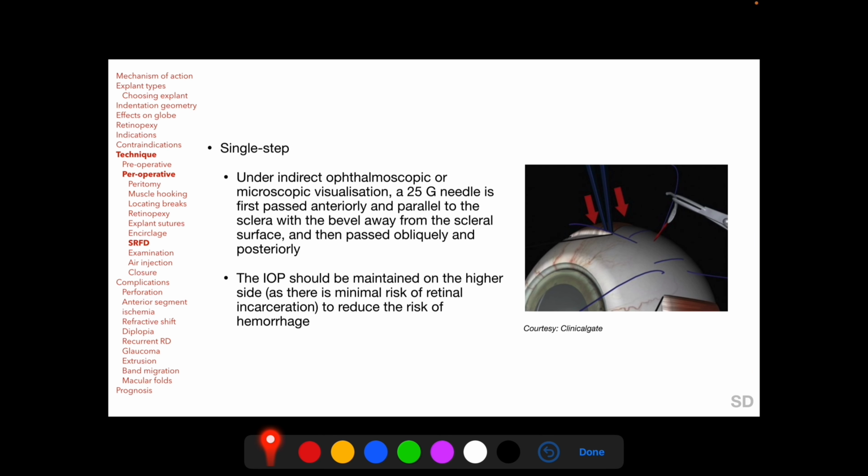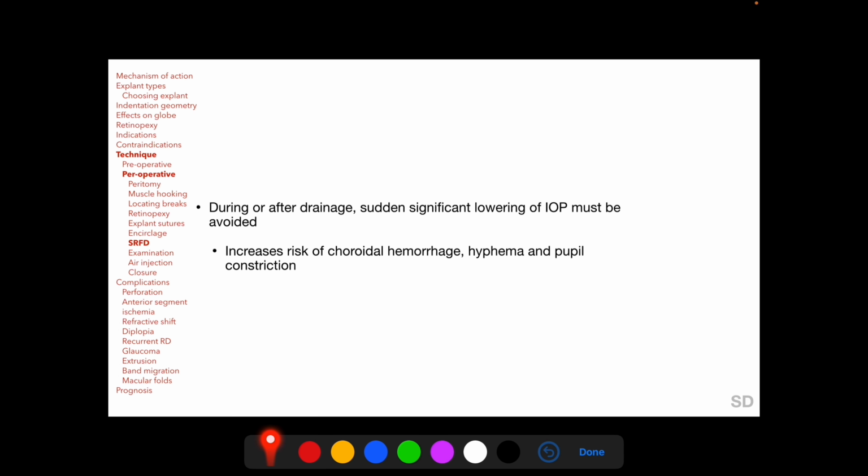In the other technique, a needle is used to perforate the sclera and choroid in a single step under indirect ophthalmoscopic or microscopic visualization, and in this technique, the IOP should be maintained on the higher side to reduce the risk of hemorrhage. And it is important to note that during or after SRFD, sudden significant lowering of intraocular pressure must be avoided, which increases the risk of choroidal hemorrhage.